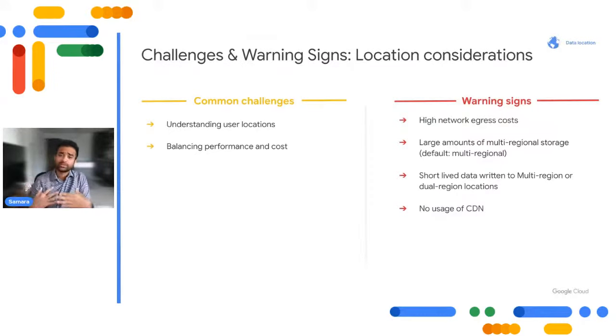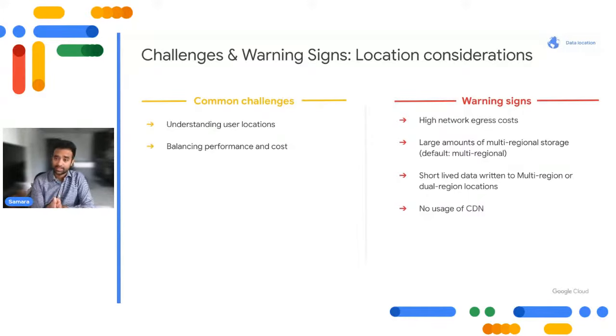Right, so let's look into the first factor, data location. Let's start with some of the challenges and warning signs that we see within our customers. The main challenge, as the name suggests, is understanding which location to choose that serves your users in the best way, and picking a location type that offers you the best cost to performance ratio. These are the two main challenges that we prevalently see within our customers.